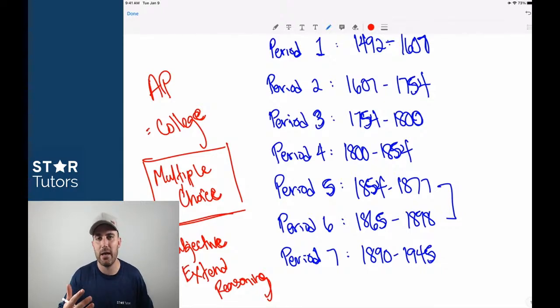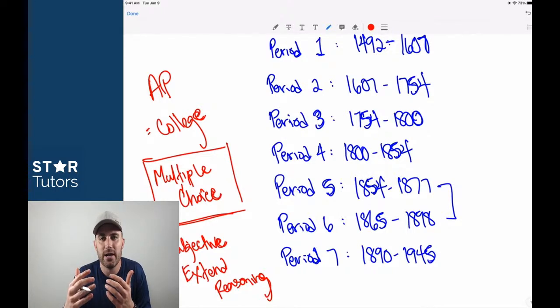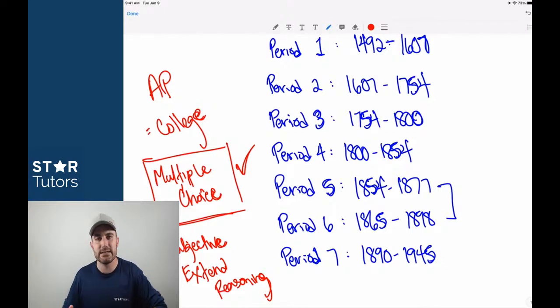For those who have taken an AP English class or an AP History class before, and then subsequently taken the AP test for that class, you will have a familiarity with what I'm talking about here in terms of subjective extended reasoning, particularly as it relates to the multiple choice section. Does that all make sense? Can everybody give me a thumbs up if that makes sense?